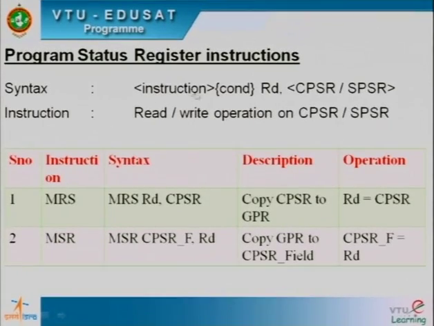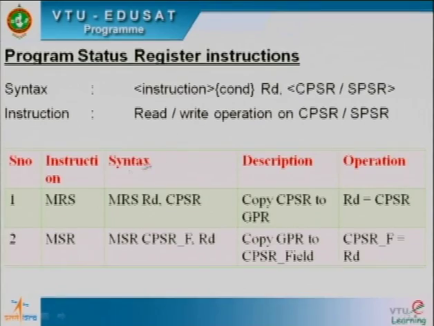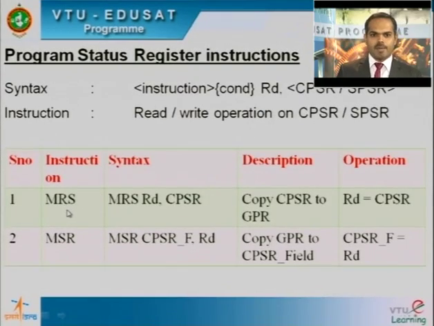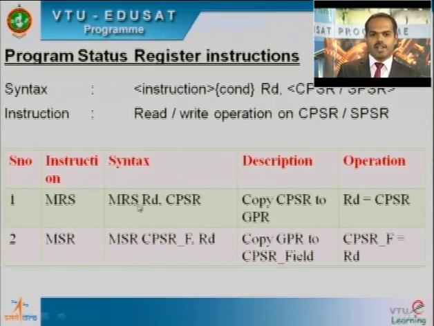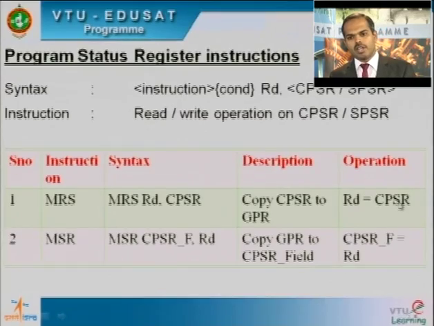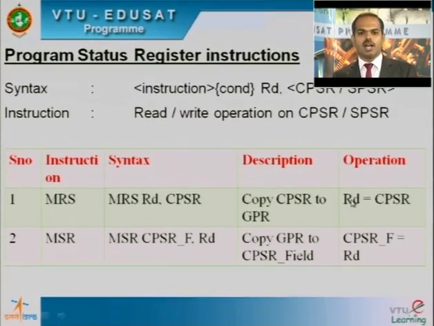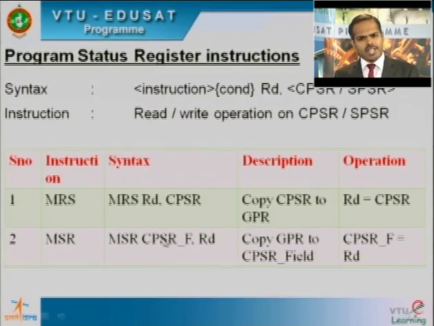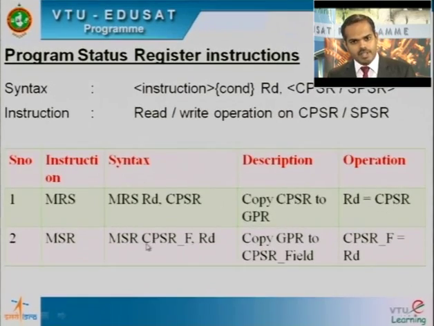There are 2 instructions in program status register instructions. One is MRS. The syntax for this is MRS RD, CPSR. What it does is copy the CPSR content to one of the general purpose registers. You can see the same thing in the operation. It copies the content of CPSR to the RD. The other instruction is MSR. The syntax for this is MSR underscore field. Please note this, MSR underscore F. What is this? We'll discuss in the next slide.